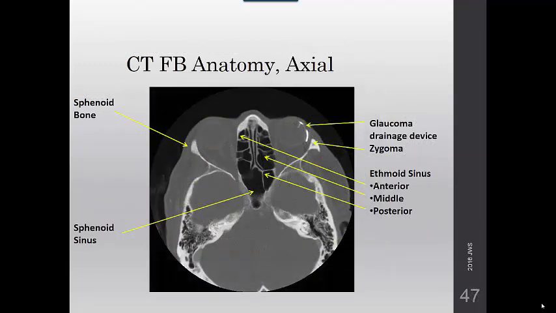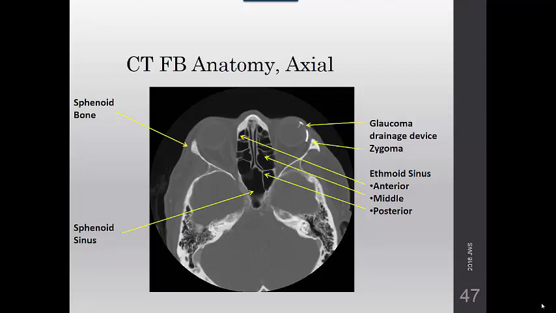It's another axial image. Slide 40 is specifically for facial bones. Starting in the anterior portion of the image on the left globe of the eye, there's a glaucoma drainage device. Immediately below that is the zygoma. Moving to the middle of the image, you can see the ethmoid sinus complex.